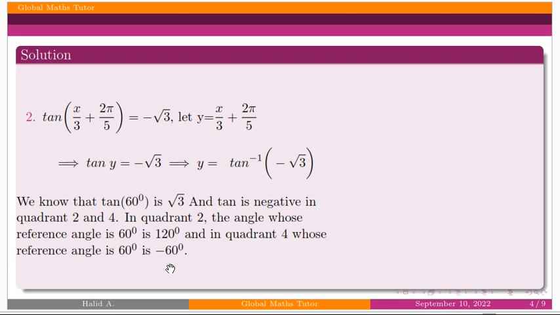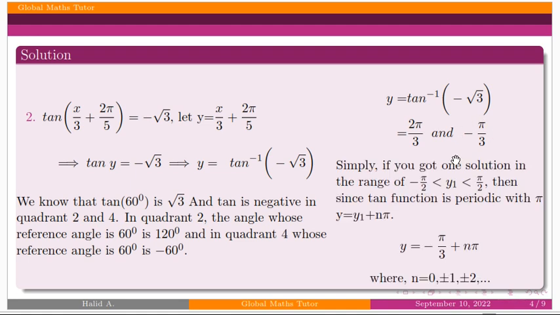Minus 60 degrees, because we measure in the clockwise direction. Thus, tan is periodic with pi. So after getting one solution only on the interval of minus pi over 2 and pi over 2, we can write the general form of y as y equal to y1 plus n pi. For our case, minus pi over 3 is in the range of minus pi over 2 and pi over 2, so we can write the general form of y as minus pi over 3 plus n pi.